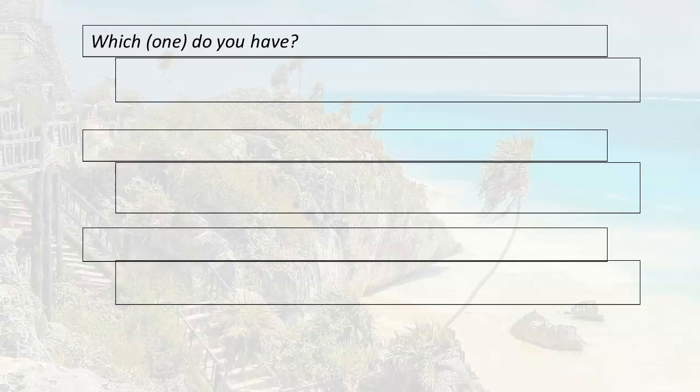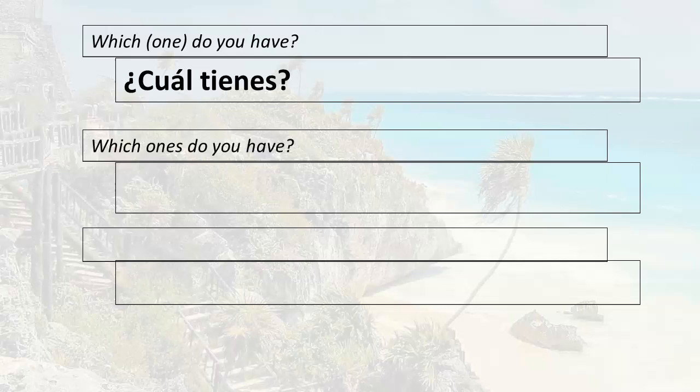Here's our first example. If I want to say which one do you have, in Spanish we start with cuál, and then the verb to have is tener, and we're using the informal you here, so the question is, ¿cuál tienes? Next we have the question, which ones do you have? Remember, we're referring to more than one item, so we have to use the plural form of cuál, which is cuáles. ¿Cuáles tienes? Which ones do you have?